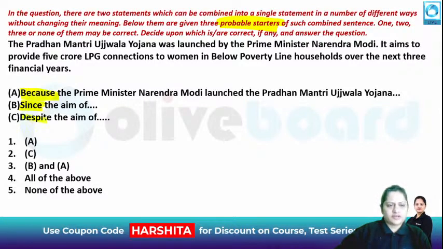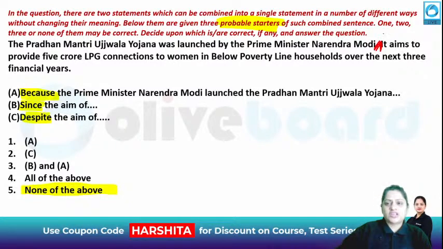You cannot combine with despite also. I think all of these are wrong. None of the above. None of the above carries very few marks in computer. In mains it is in the reasoning section, I guess. So probably 10, 12 at maximum, I guess.